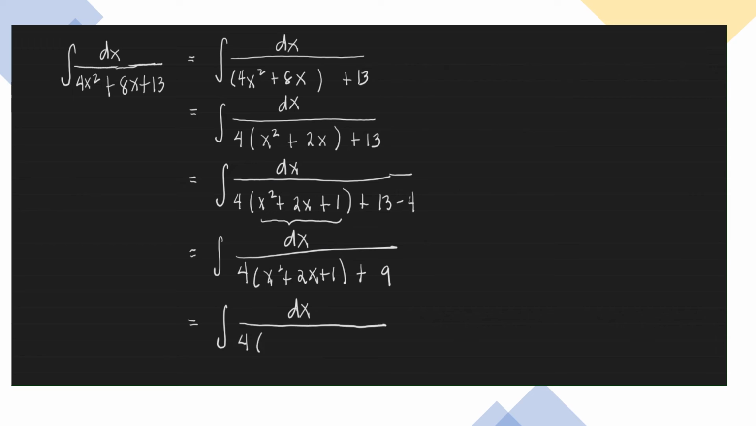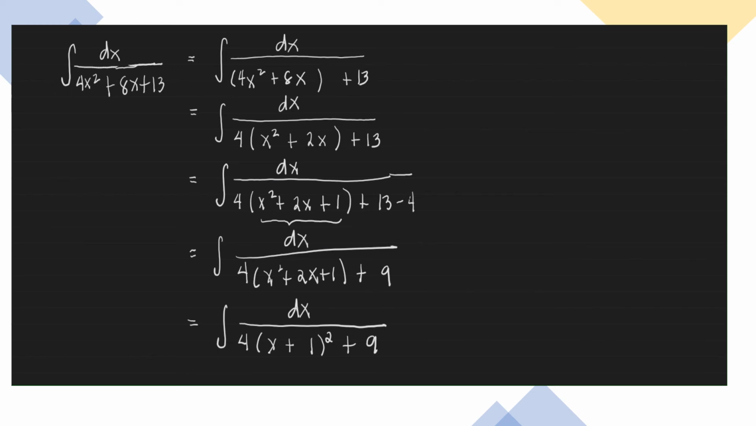So next, we have dx over 4. We now convert our perfect square trinomial of x squared plus 2x plus 1 into factored form. So we get the square root of the first term: square root of x squared is x. Square root of 1 is 1. And then the sign of the middle term: the sign of 2x is positive, so we write plus. Then quantity squared, plus 9.